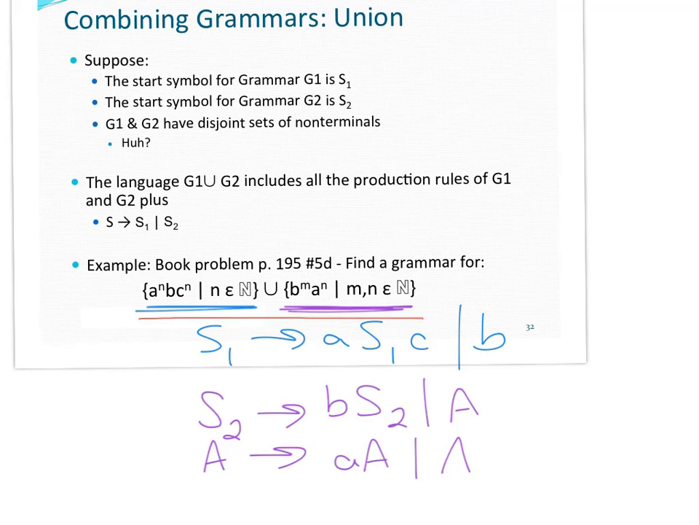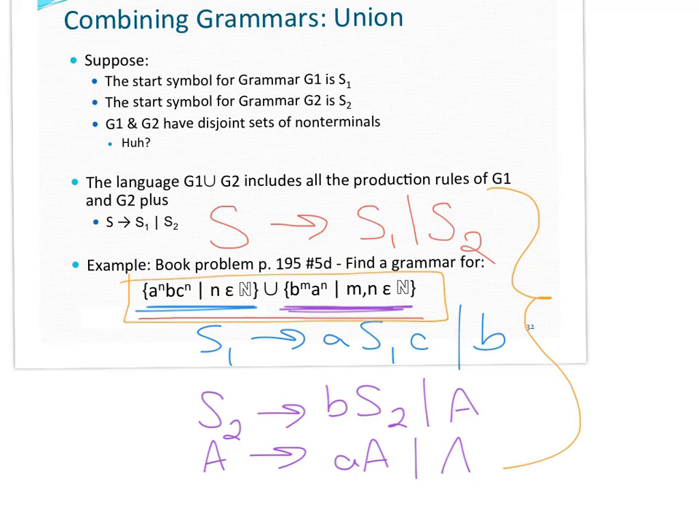You ready? I'm going to put it at the very top. I'm going to stuff it actually up here. And I'm going to say S goes to S1 or S2. And if I do that and I take all of these production rules together, that forms the language that is the union of these, right?